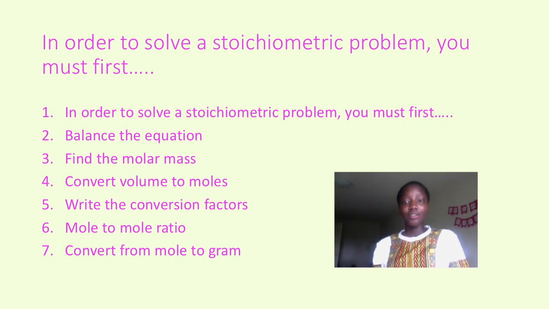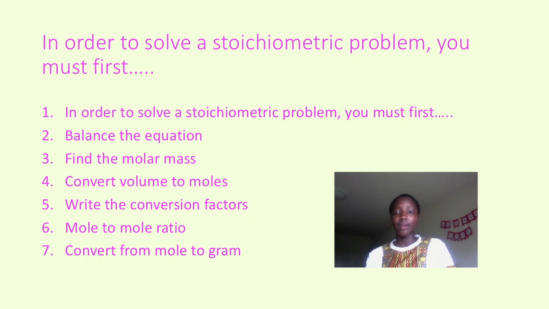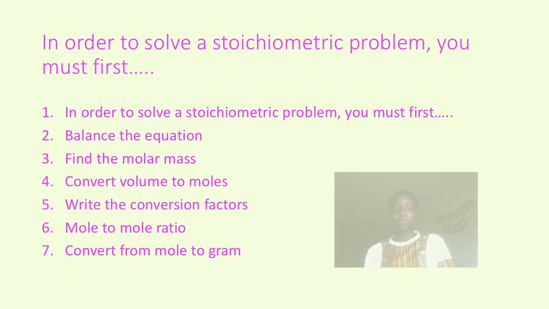In order to solve a stoichiometric problem, you must first balance the equation. Then you need to find the molar mass. Afterwards, convert volume to moles, write the conversion factors, do a mole to mole ratio, and then convert from mole to gram.